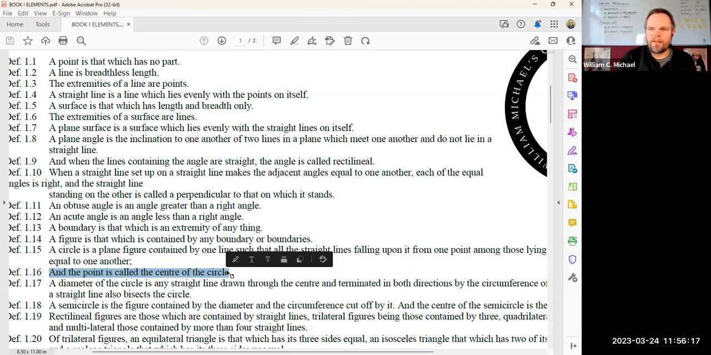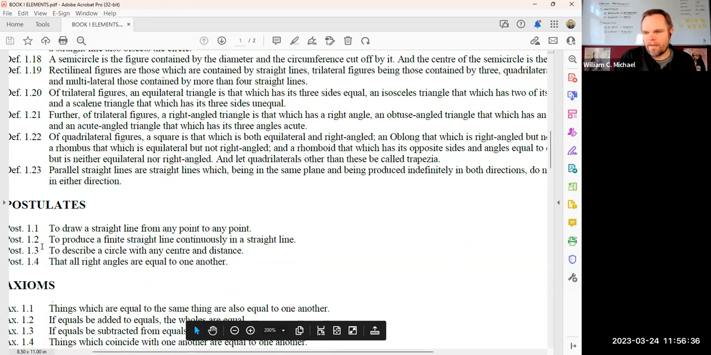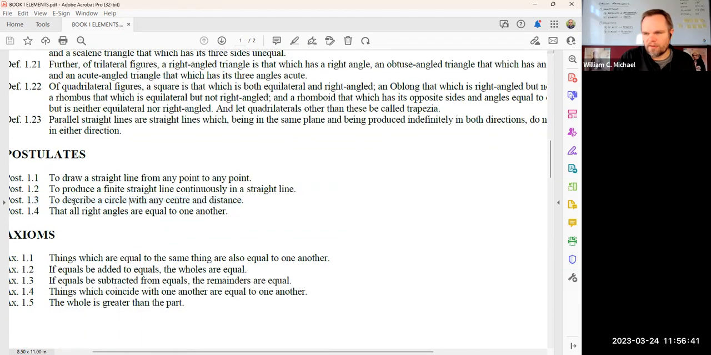When we started, we said, if we start with the simplest form, we have a point. If we have two points, we can draw a line connecting those two points. If we look down at the postulates, postulate number three tells us that we can do something else that's pretty interesting. Postulate three says we can describe or draw a circle with any center and any distance.